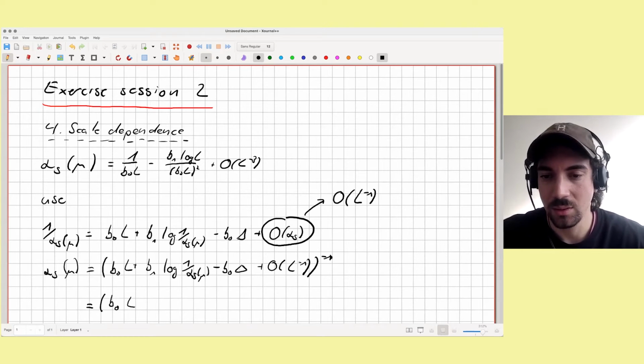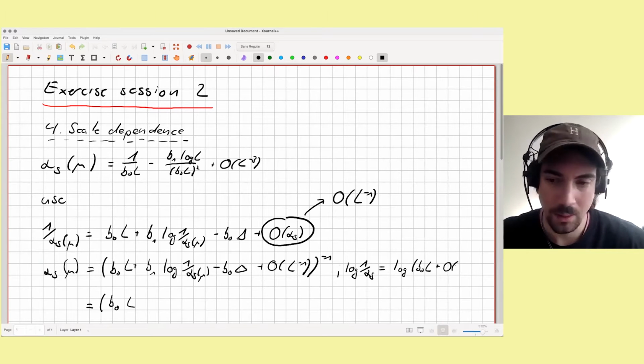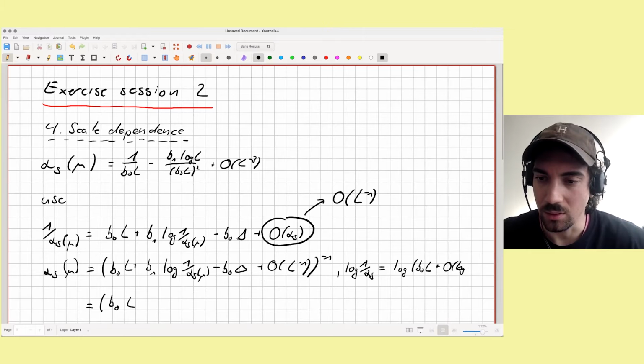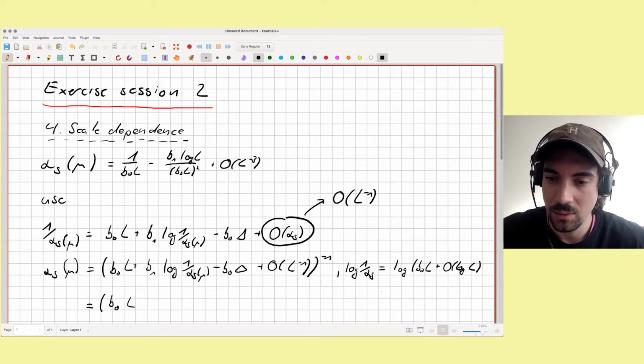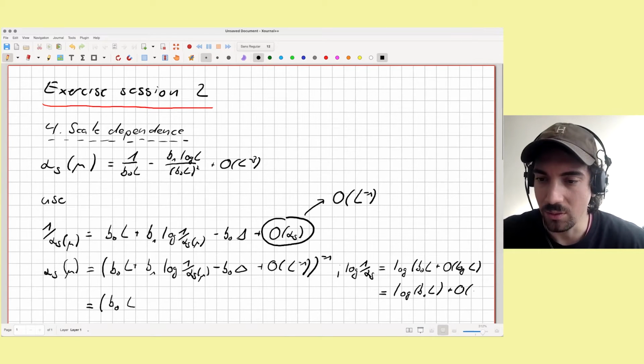Let's do this in a side note here. We can use that the log of 1 over alpha s is the log of B naught L plus something that's of the order of log of L. Right, and this we can expand in L. And if we do this, we find that this is the log of B naught L plus something that's of the order of L to the minus 1.